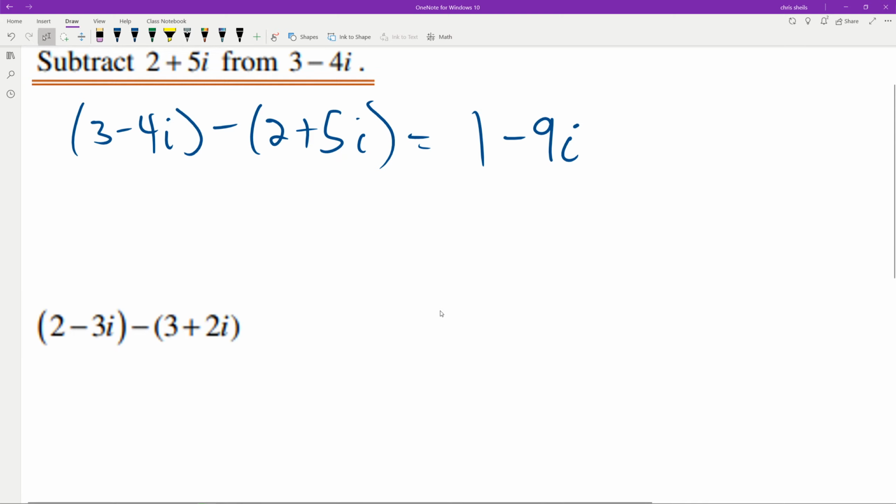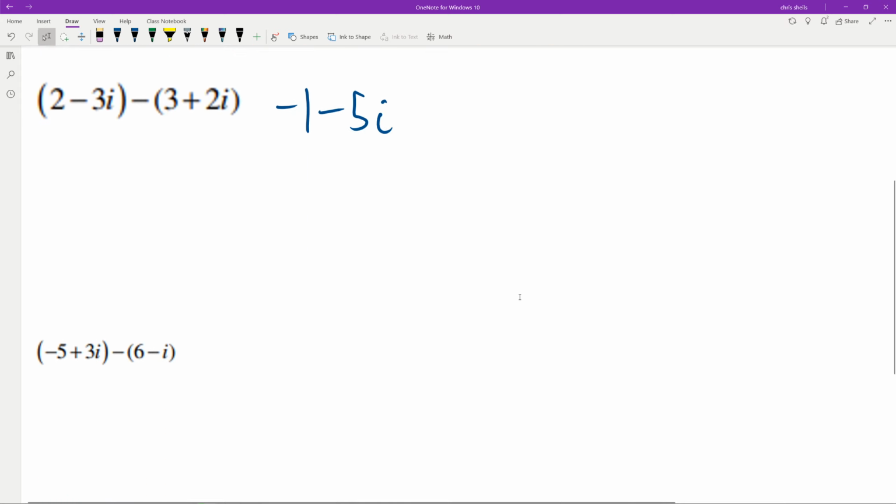2 minus 3 is -1. -3i minus 2i is minus 5i. -5 minus 6 is -11. 3i minus -i is the same thing as 3i plus i, so this is plus 4i.